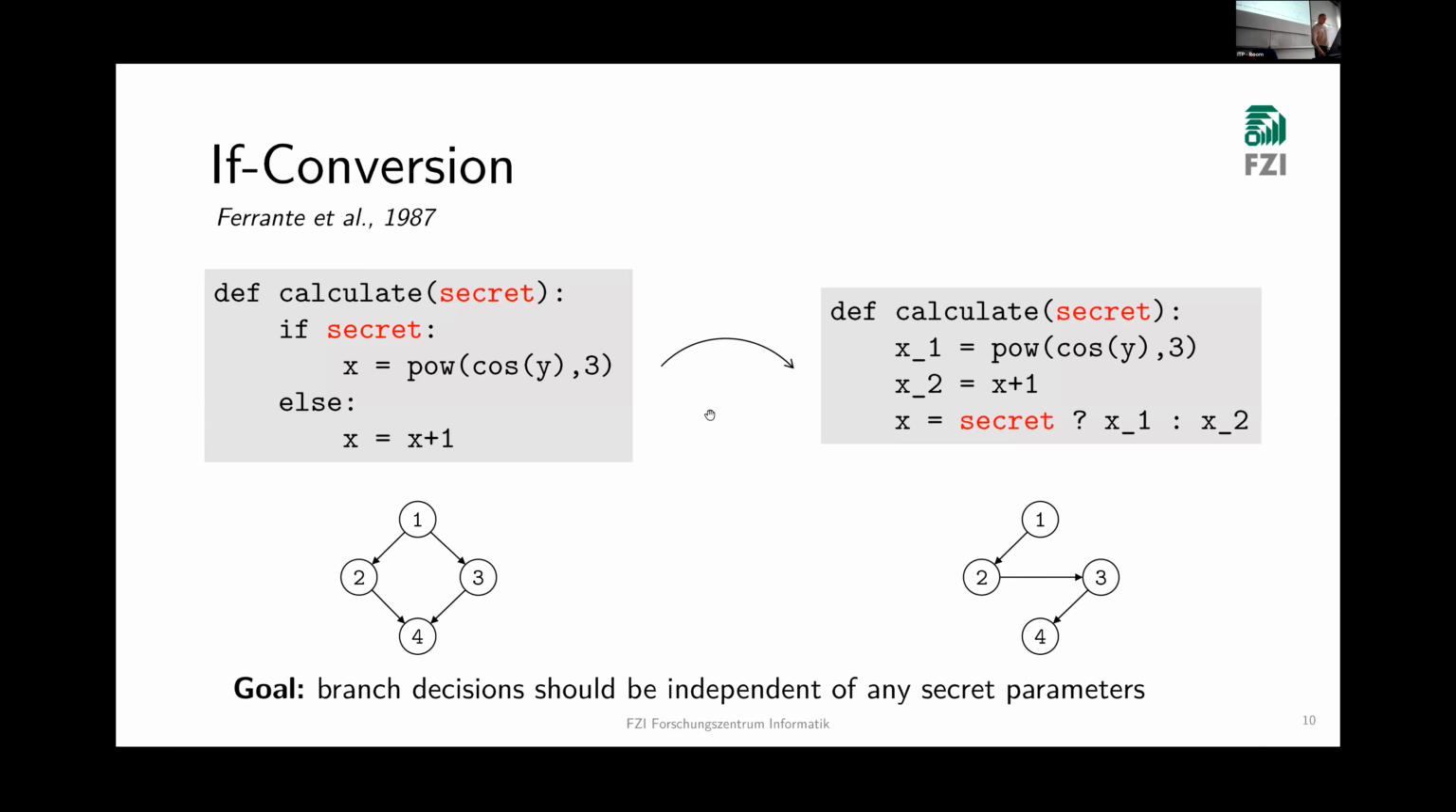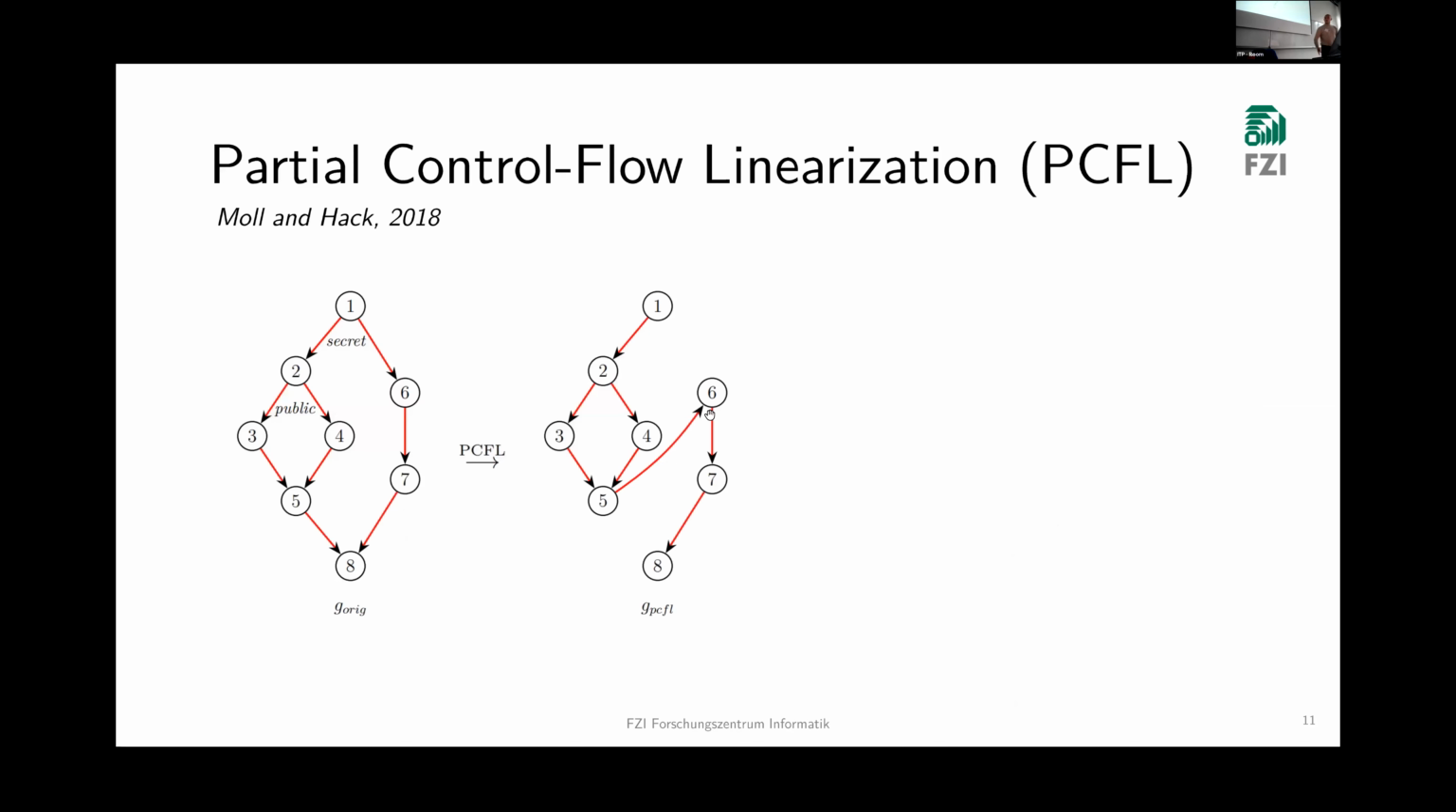So that's our goal here, that the branch decisions should be independent of any secret parameters. That's the goal of having this control flow security. There have been advancements made on this simple if conversion. One recent advancement, one algorithm that we're looking at here, is called partial control flow linearization, or PCFL. I'm not going to explain how it works in detail. The idea of PCFL is that it only linearizes the conditions that are necessary to linearize.